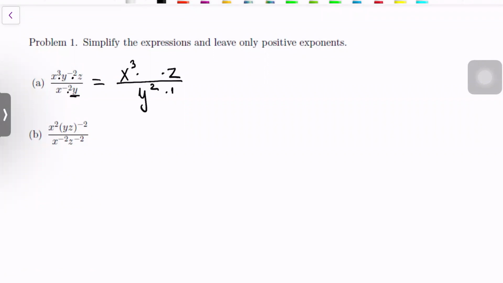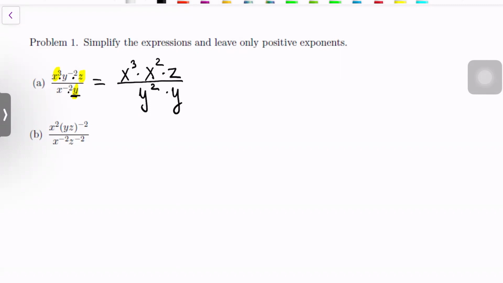This y, since it has positive power, stays where it was, okay? So I'm going to mark in yellow things that stayed where they were in the fraction bar. But now x to the power negative 2 from the bottom is being moved to the top, and that becomes x to the positive 2. So think about what we did. What had positive power stays where it was, and with negative powers, expressions were pushed across the fraction bar, right? And now all the powers are positive. Makes sense, the first step?